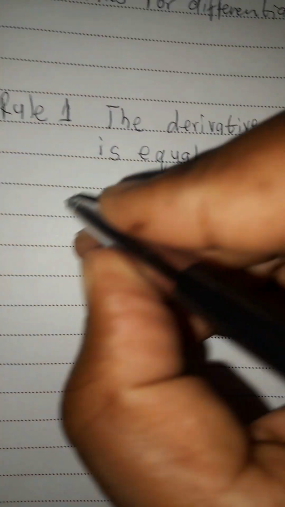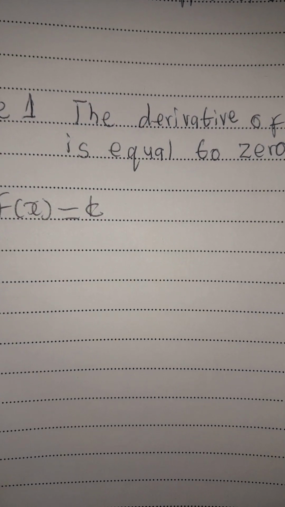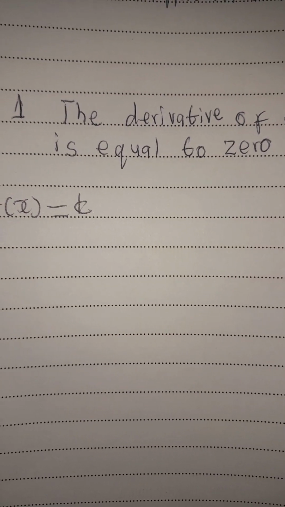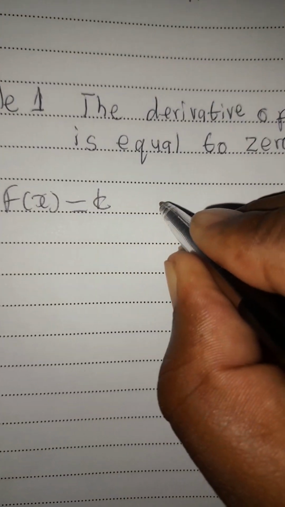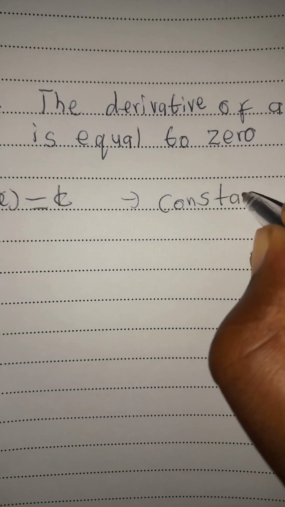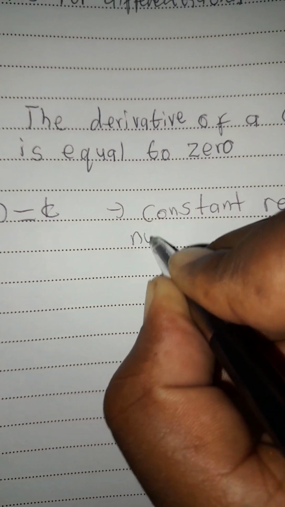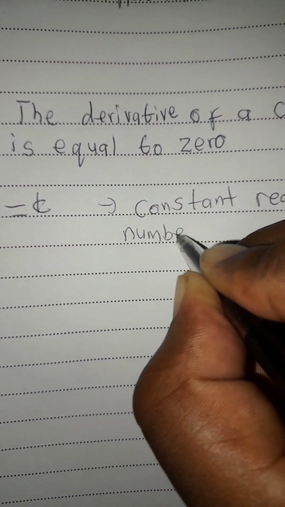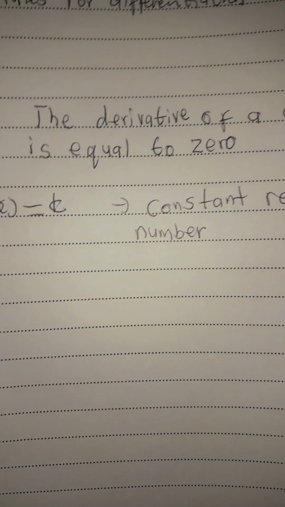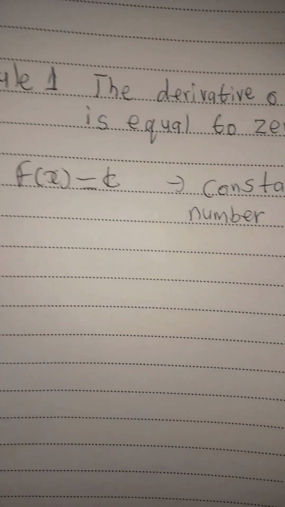Meaning that if I have f(x) = k, where k is a constant real number. Okay, so that's rule 1. Rule 1 says the derivative of a constant is equal to 0.